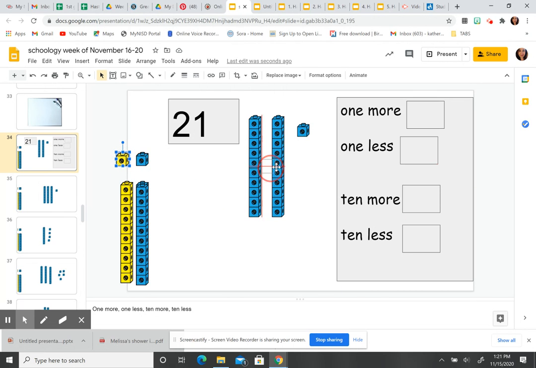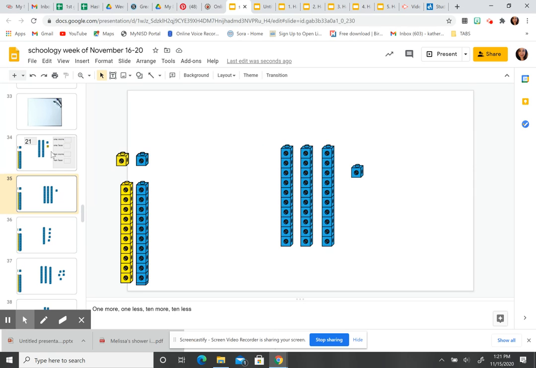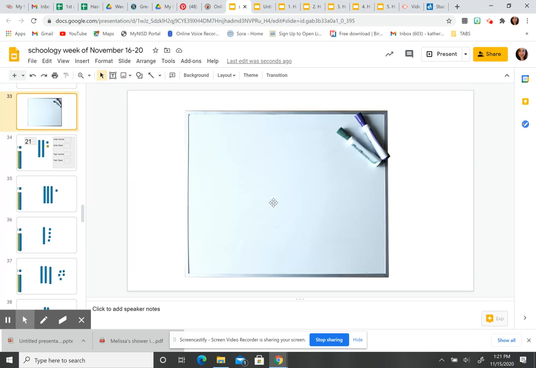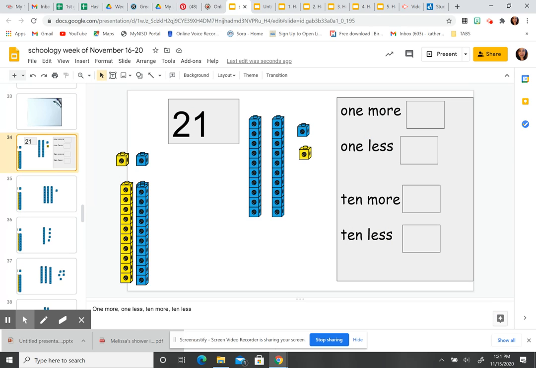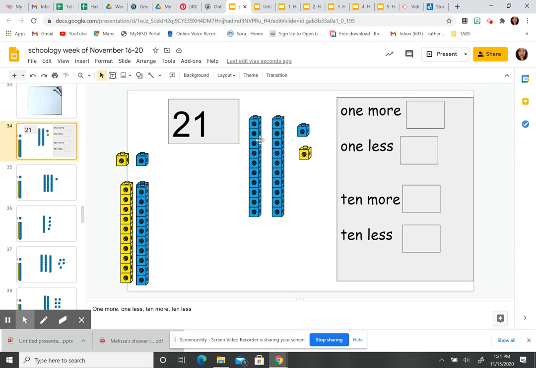Now if I want to know one more, just one more, I am going to bring over one more cube. Not 10 more, one more. And I'm going to figure out what one more is. So go ahead and let's count these. 10, 20, I'm sorry, my slide keeps going to the wrong one. 10, 20, 21, and here's the extra one that I added, the one more, 22. So one more would be 22.